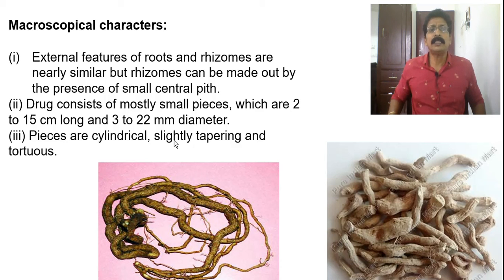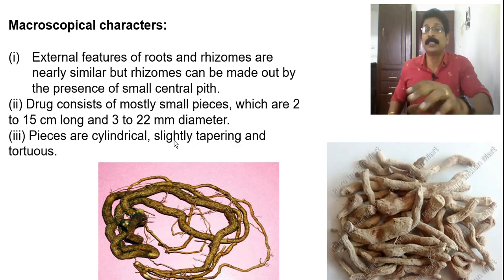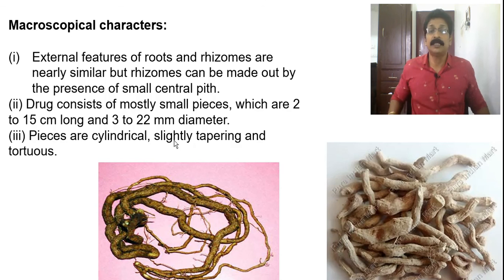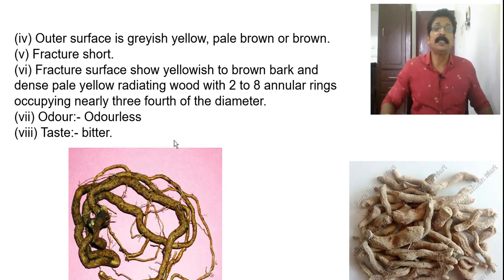A drug consists of mostly small pieces which are 2 to 15 centimeters long and 3 to 22 millimeters in diameter. Pieces are cylindrical, slightly tapering and tortuous. You can see in the picture the drug which is taken, and the whole root I have just shown, it looks like a snake. That is why it is Serpentina, Rauwolfia serpentina. And you can see the outer surface is grayish yellow, pale brown or brown.